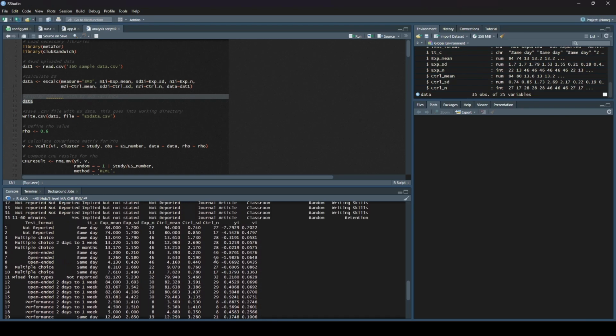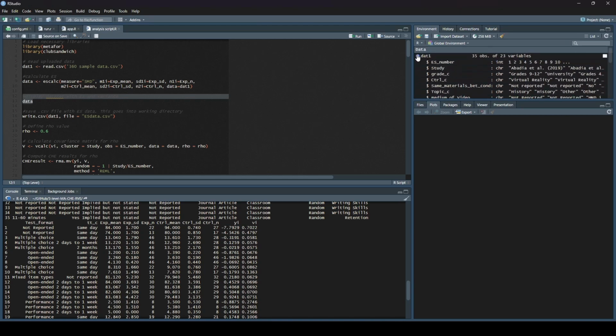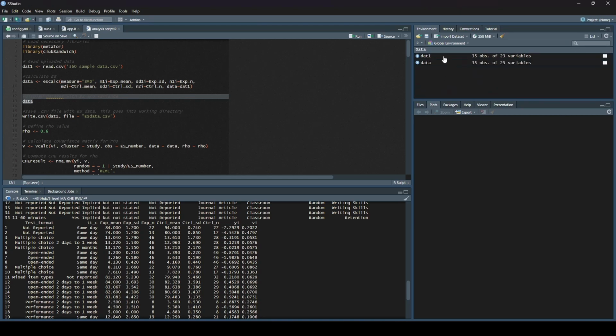We'll look and see, and you can see now we have the Y column, yi, and we have our variance column, vi. Wonderful. All right, so I'm going to minimize things over here in my environment just so it's a little easier to read, but you can see in our original data set, 35 observations of 23 variables. Now that we've calculated the effect size and the variance for each one, we have 35 observations of 25 variables. That's exactly what we want.